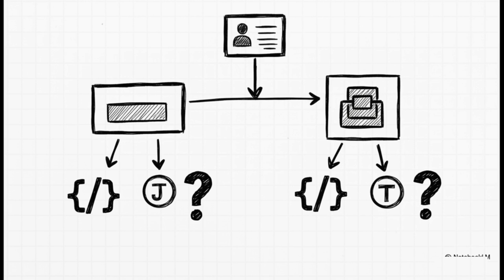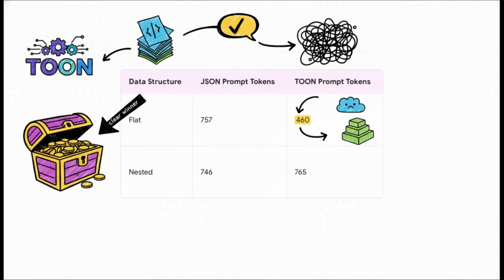The test takes the exact same user data and runs it through both JSON and TOON, first in a flat format and then in a more realistic nested one. And the results? Well, they were not what you might expect. Okay, check out this table. For the flat data, TOON is the obvious winner, right? It uses just 460 tokens compared to JSON's 757. That's the huge saving we're looking for.